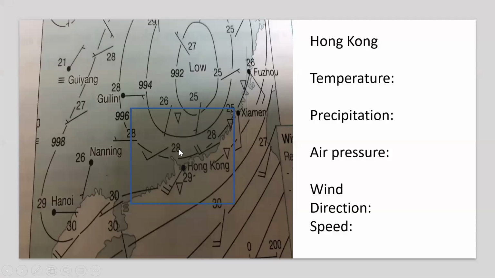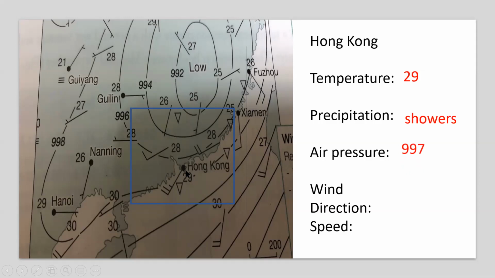Okay, so let's look at here, Hong Kong. What is the temperature of Hong Kong? Now you see the number here, 29. So the temperature is 29 degrees. How about the precipitation? You see the inverted triangle. So this is showers. How about the air pressure? Here, Hong Kong is between 996 and then you see the 998. It's like this. Hong Kong is between 996 and 998, so it's about 997.